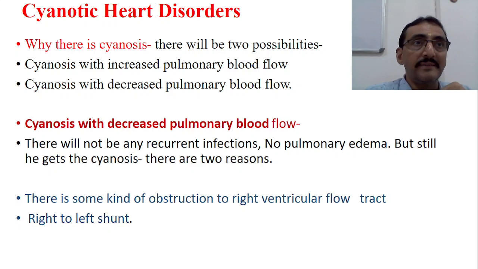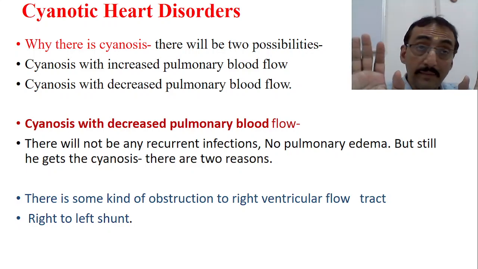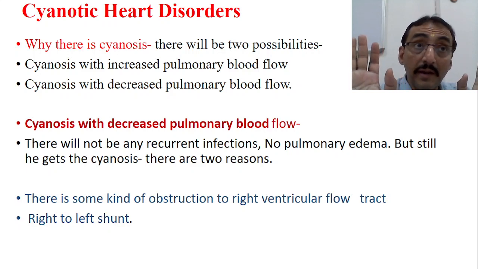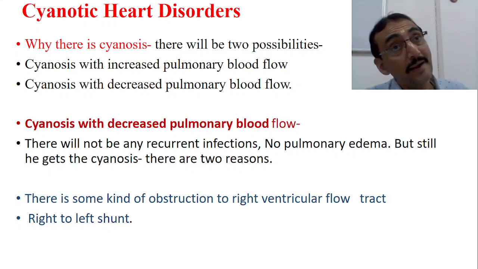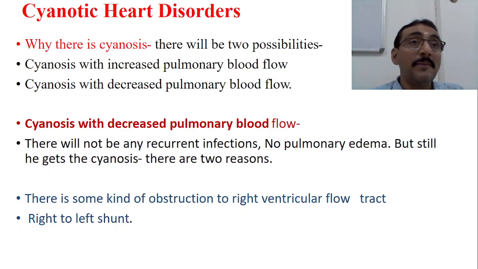How to differentiate this? Cyanosis is there, and we say that a congenital cardiac problem is there, and in that also the cyanotic cardiac problem is because of decreased blood flow. The most common thing is that in such a condition there is no recurrent respiratory tract infection.